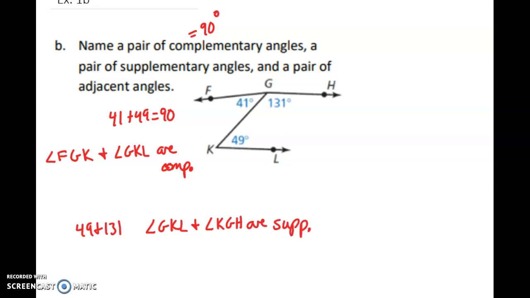All right, go ahead and find a pair of adjacent angles. All right, so 41 and 131 are adjacent. And so 41, remember, was FGK. And 131 was either HGK or KGH. And they are adjacent.